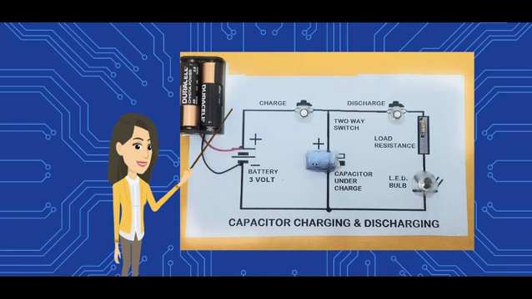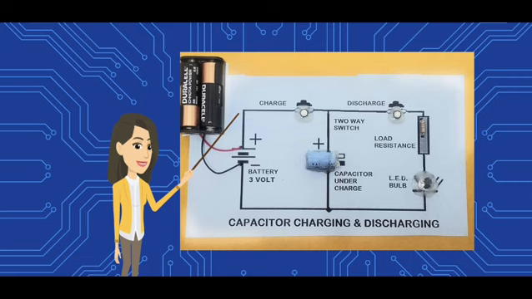Electrons from the negative terminal of the battery move to one plate of the capacitor. That plate becomes negatively charged, and the other plate becomes positively charged. As the capacitor charges, its voltage gradually increases until it becomes almost equal to the battery voltage.